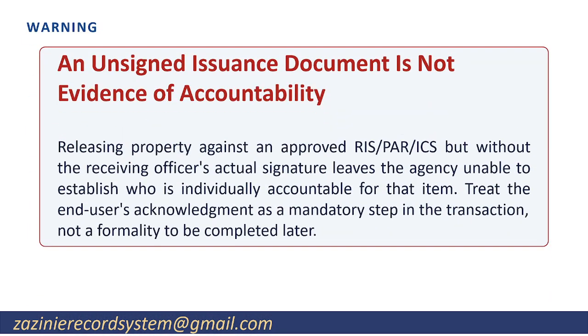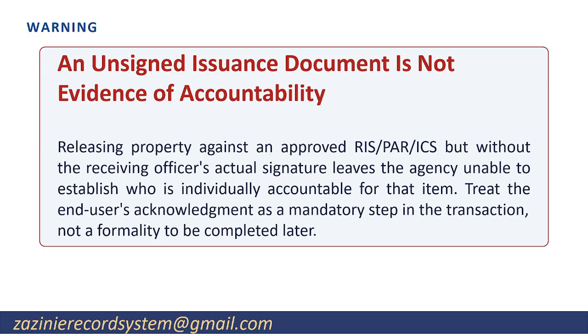Warning: an unsigned issuance document is not evidence of accountability. Releasing property against an approved RIS or PAR, ICS, but without the receiving officer's actual signature leaves the agency unable to establish who is individually accountable for that item. Treat the end user's acknowledgement as a mandatory step in the transaction, not a formality to be completed later.